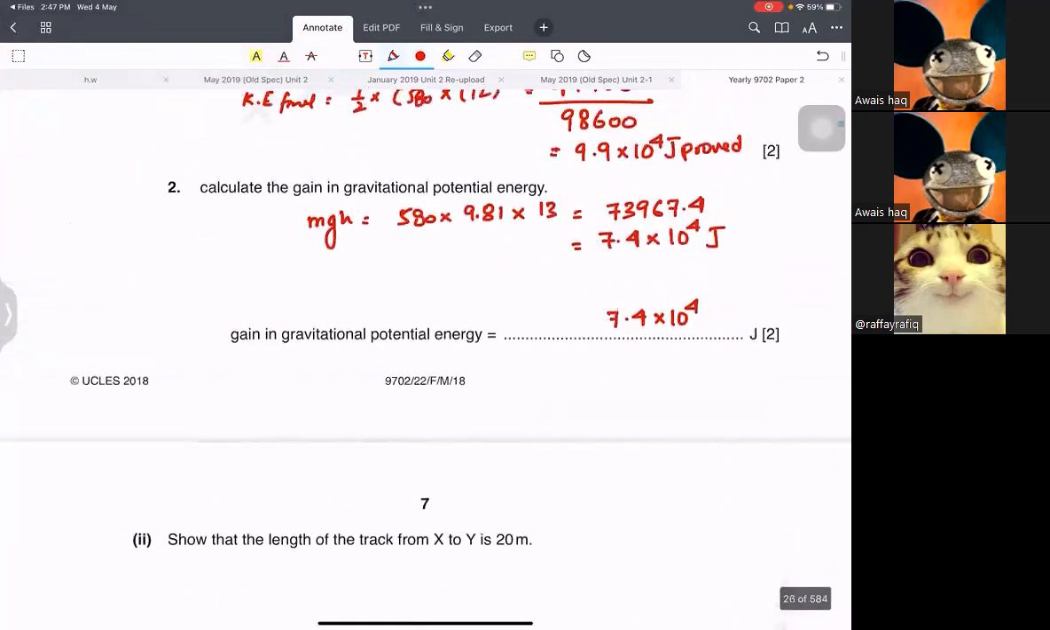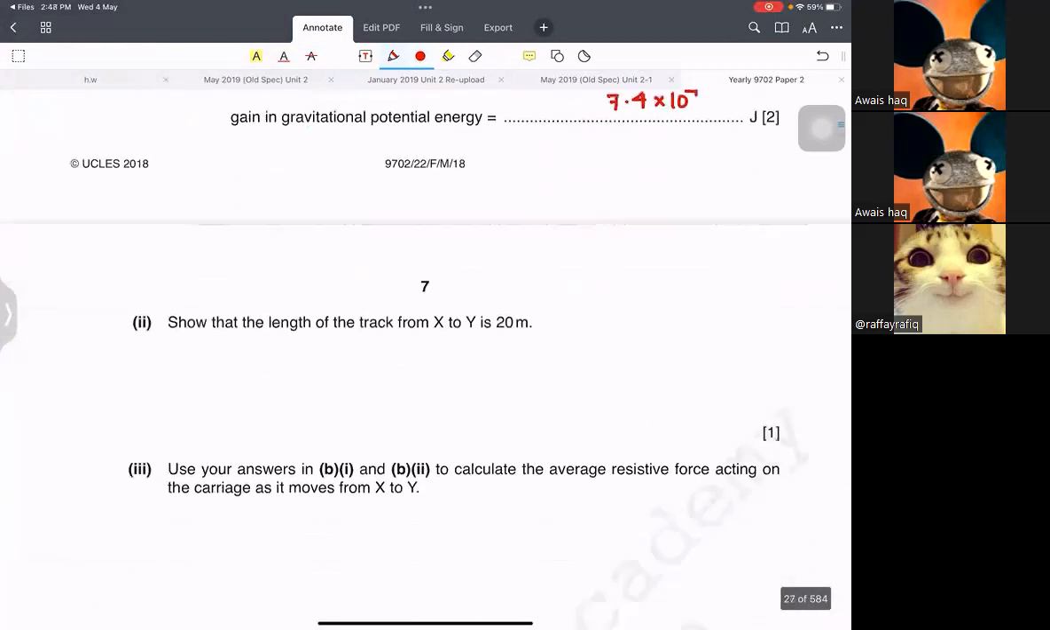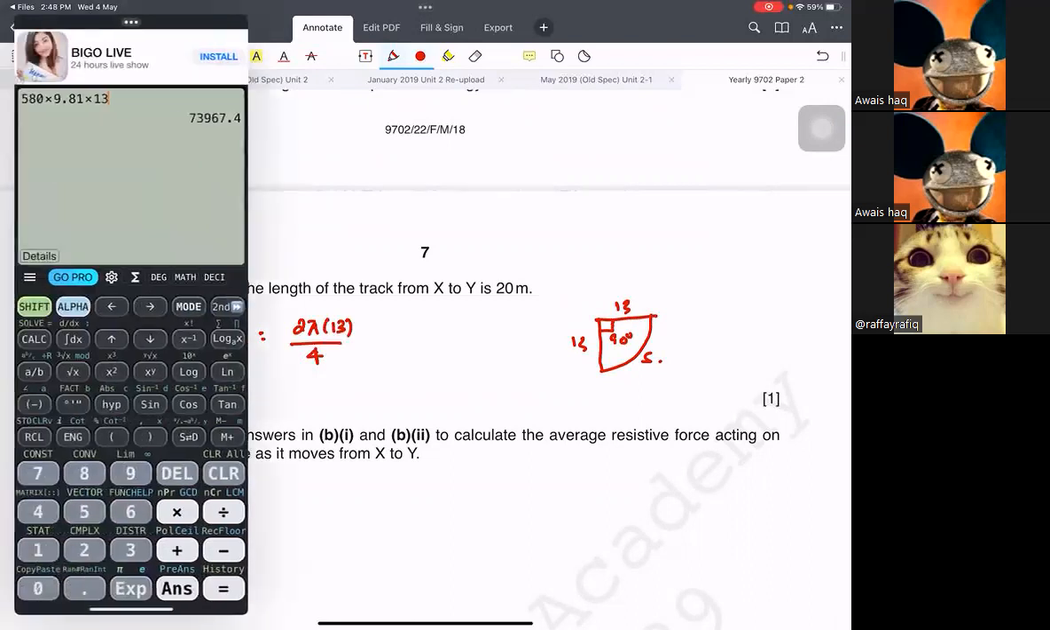So now he's going to ask us about probably friction, I think. Show that the length of track is 20. Okay. So the track is basically a quarter circle, 13 here, 13 here, and we want to find this length. The best way is to use, because a full circle is 2 pi r, that's the circumference. And if you divide by 4, because there are four sectors, right? So what you do, 2 times pi times 13 divided by 4.